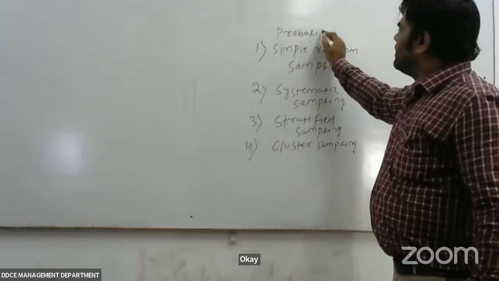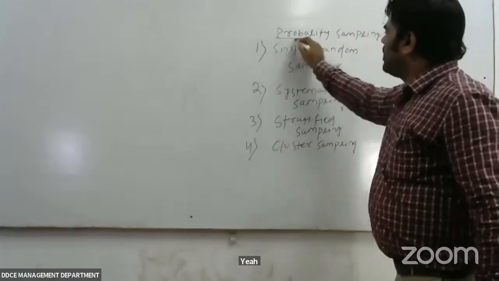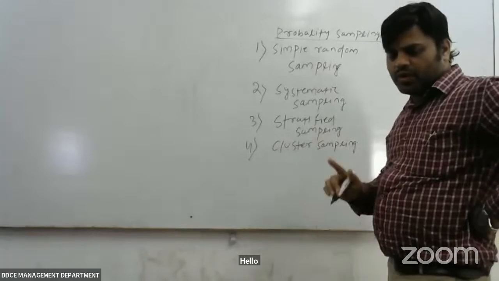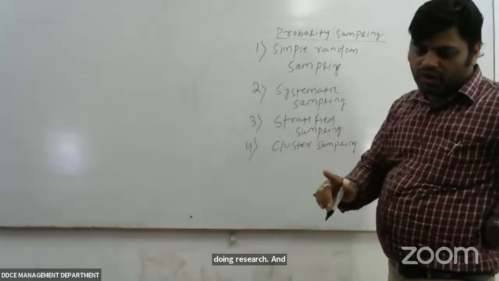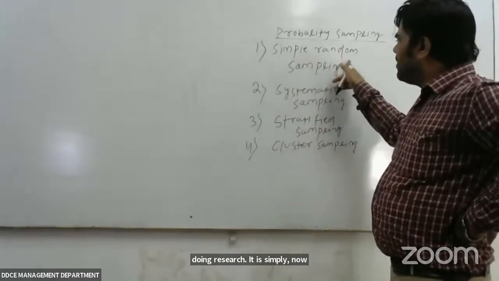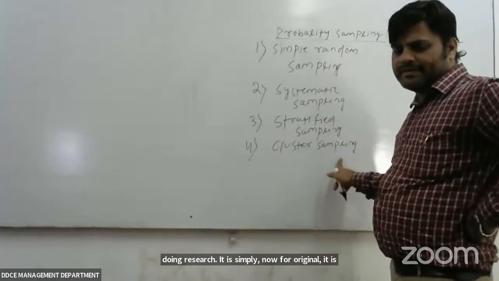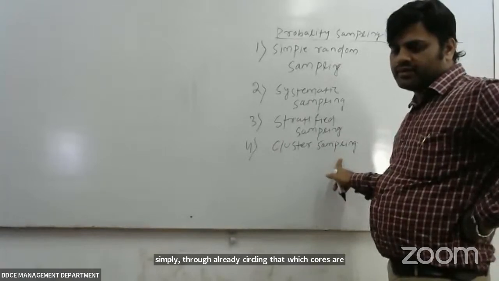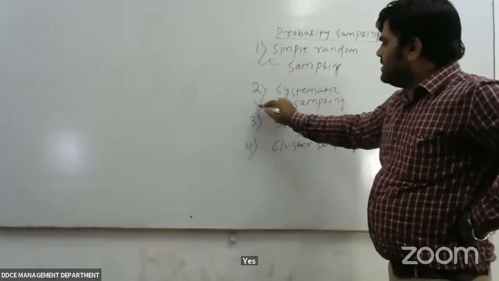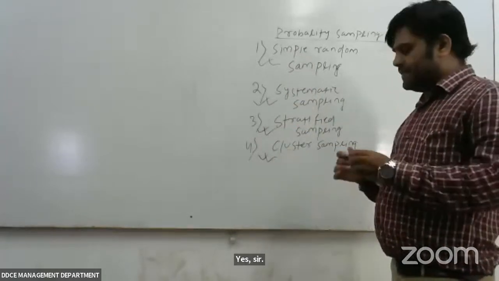This is probability sampling. There are two types of sampling design while we are doing research. Number one is probability sampling. Number two is non-probability sampling. Probability sampling includes these four: simple random, systematic, stratified sampling, and cluster sampling. Clear? Now one by one I will discuss what is simple random, what is systematic, what is stratified, and what is cluster. Okay?